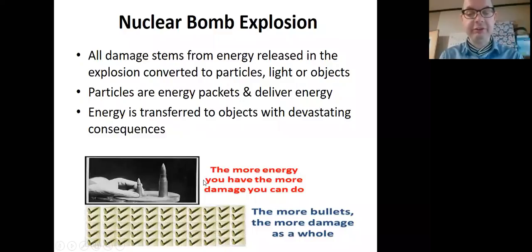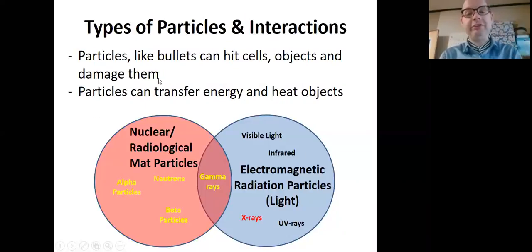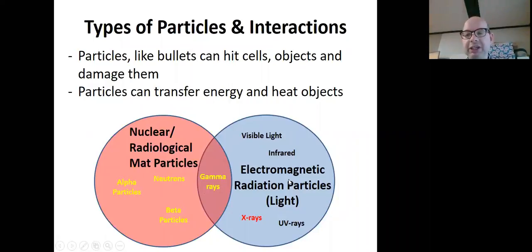And I want to remind you of these important things. The more energy you have in the particle, the more damage you can do. And the more bullets you have, the more damage as a whole. So particles like bullets can hit cells and objects and damage them. And the particles can transfer energy and heat objects. Now I kind of show you these two types of particles, and really they're very much connected, but nuclear radiological material particles, so these are the alpha particles, the neutrons, the beta particles, and the gamma rays. The gamma rays stem from nuclear events and nuclear reactions, but it's also electromagnetic radiation.